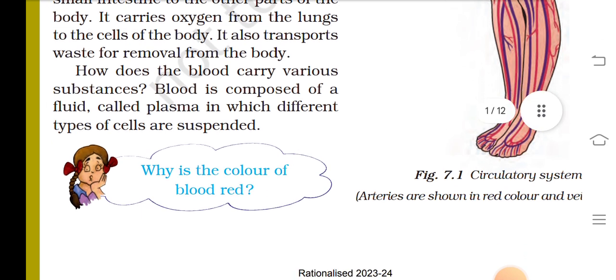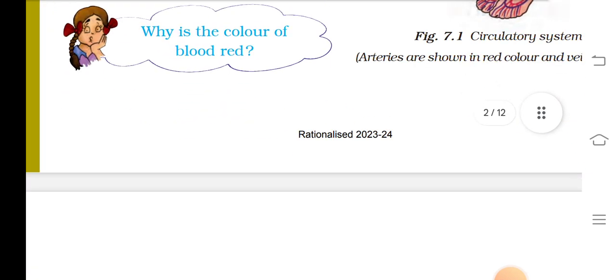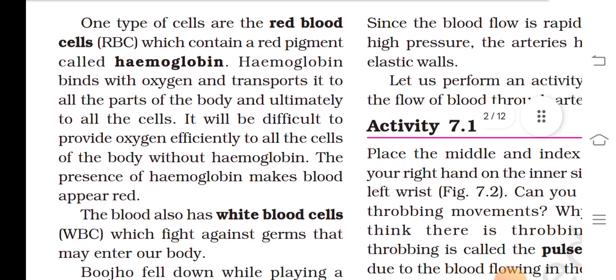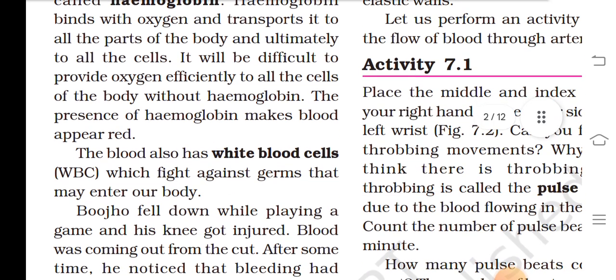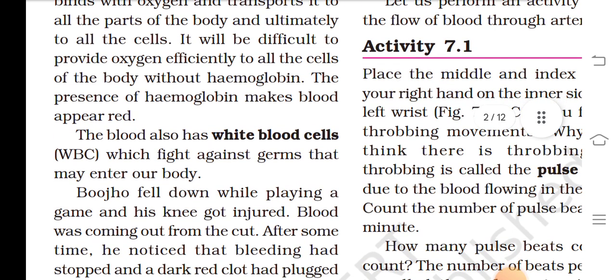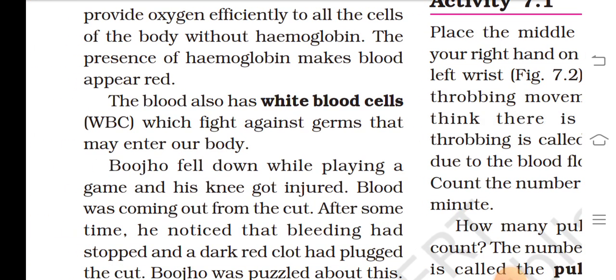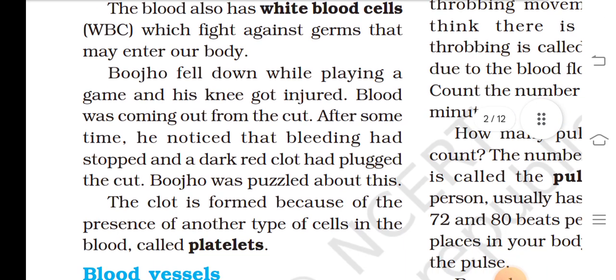Blood is composed of a fluid called plasma in which different types of cells are suspended. Why is the color of blood red? One type of cell is the red blood cells, RBC, which contain a red pigment called hemoglobin. Hemoglobin binds with oxygen and transports it to all parts of the body and ultimately to all the cells. Without hemoglobin, it would be difficult to provide oxygen efficiently to all the cells of the body. The presence of hemoglobin makes blood appear red. The blood also has white blood cells, WBC, which fight against germs that may enter our body.